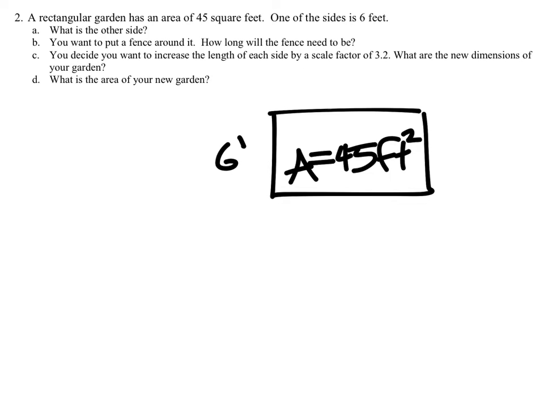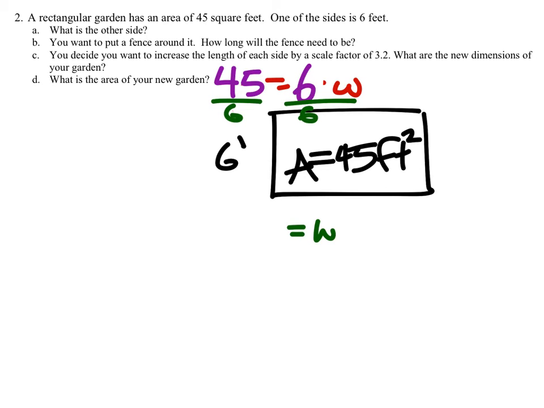So the area is the length times the width, and we know the area and the length. So the area is 45, and that length, or width, it doesn't matter what you call it, is 6. So we'll divide both sides by 6, which gives us the width at 45/6. We can round it though, I guess. So that's 7.5 foot, which is part A.